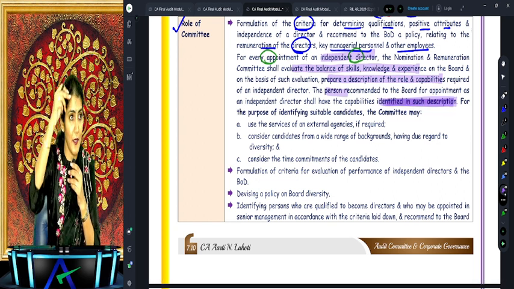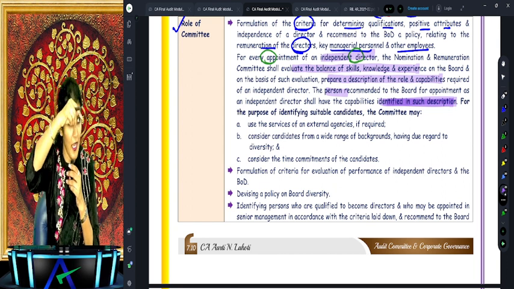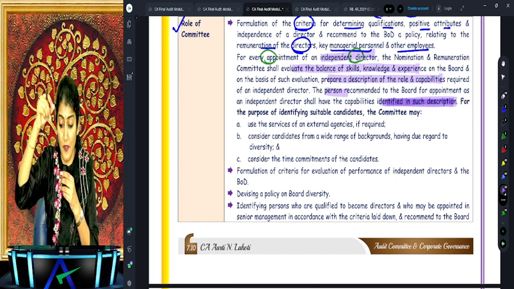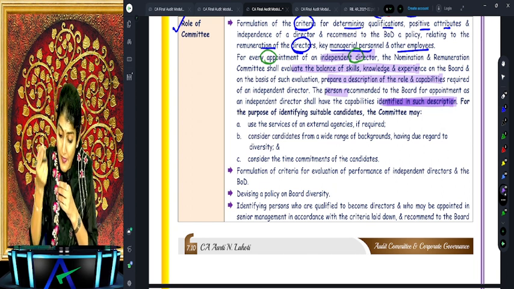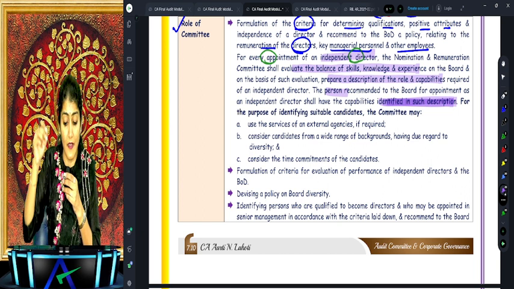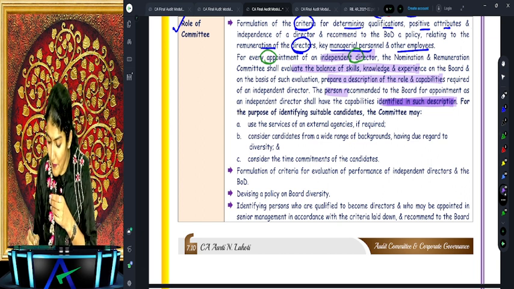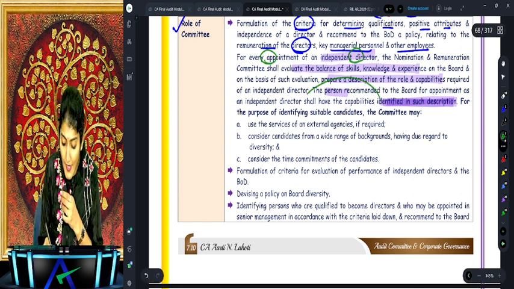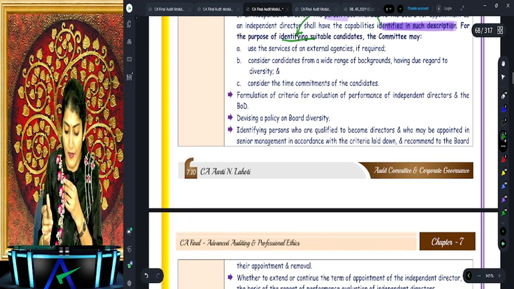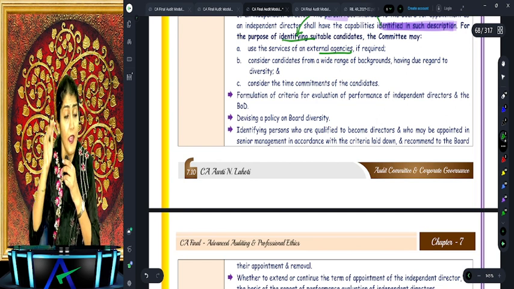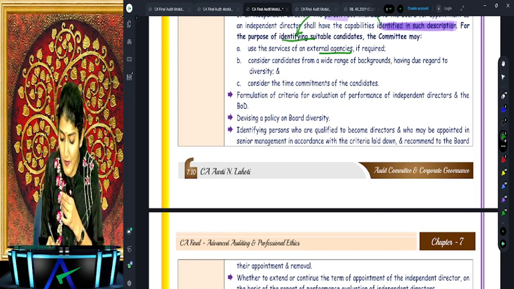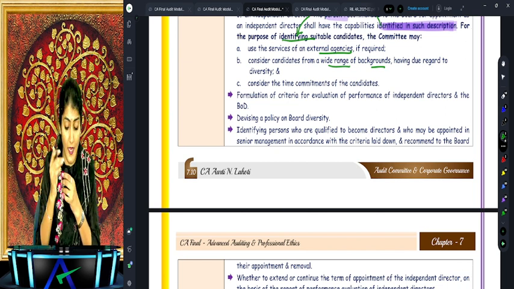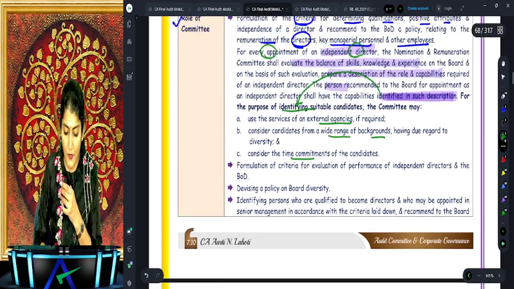So first evaluate what type of independent director we want, what skill, knowledge and experience he should have, then prepare a description of the roles and capabilities, and then recommend the person to the board for appointment as an independent director who has the capabilities identified in such description. Are you getting that? And now from where will they identify the suitable candidates? For that you can use the services of external agencies. You should consider candidates from a wide range of backgrounds having due regard to diversity, and you should also consider the time commitments of the candidate, right?